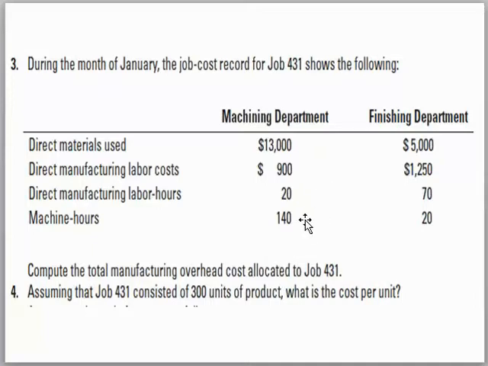For the machining department, we multiply the budgeted rate by the actual base, actual machine hours. And we multiply the budgeted rate by the actual labor costs to get the overhead for the finishing department. By adding the overhead for each department, we will get the total overhead costs for the job.